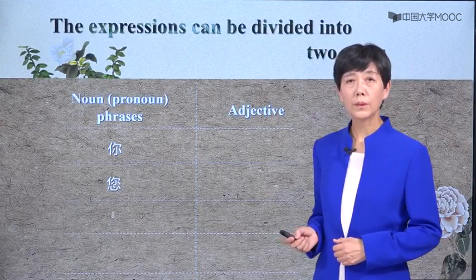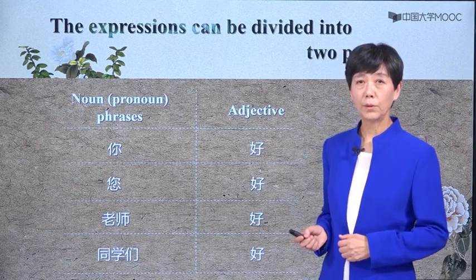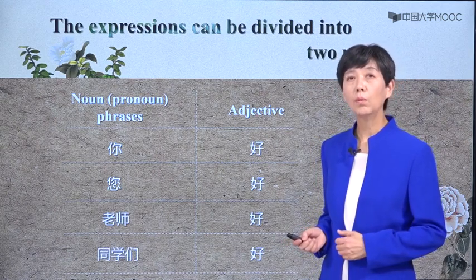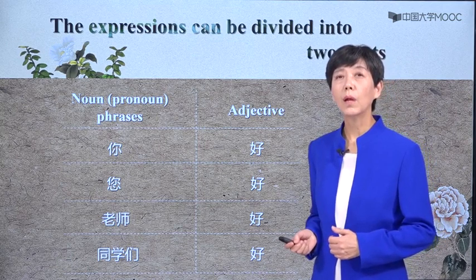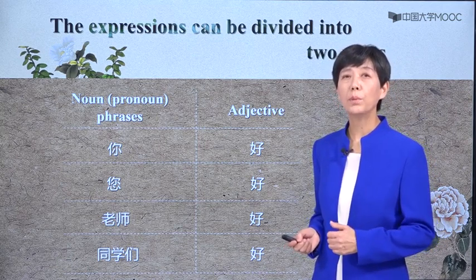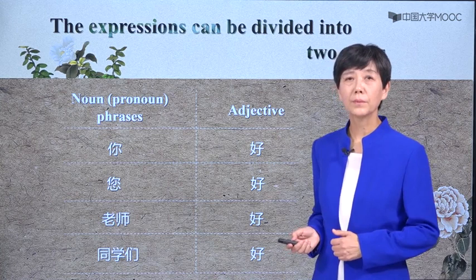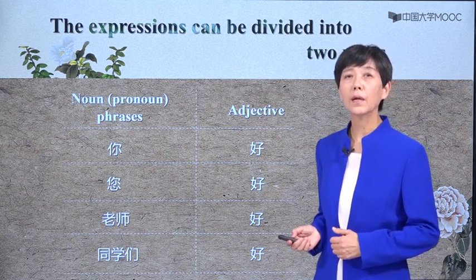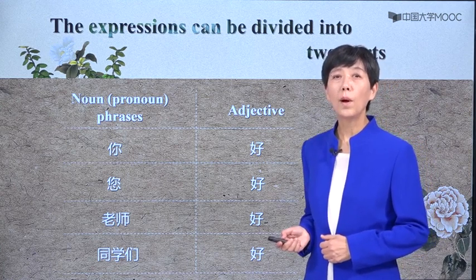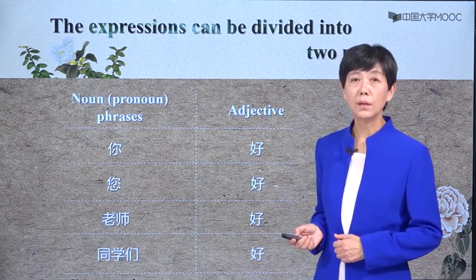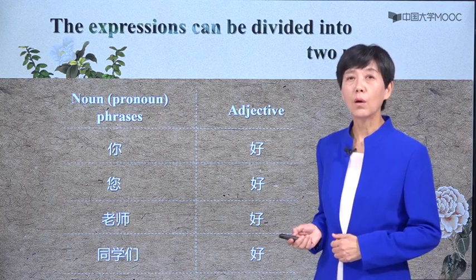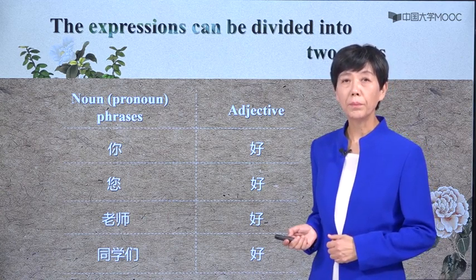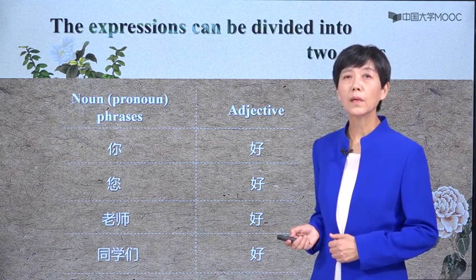What did you notice when I read them for you? 你好, 您好, 老师好, 同学们好. Yes, it seems that we can divide each of the sentences into two parts. One part could be 你, 您, 老师, 同学们, and the other part is 好.